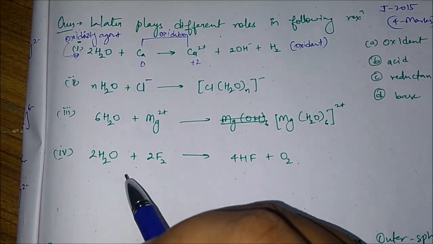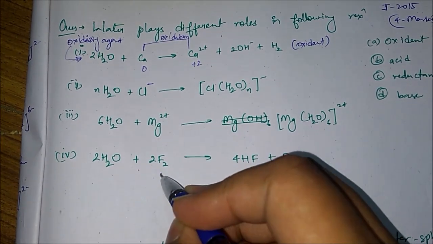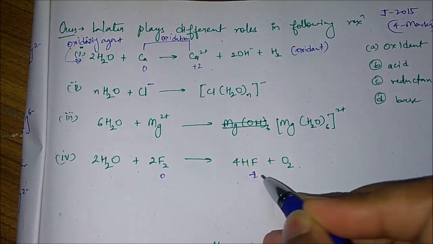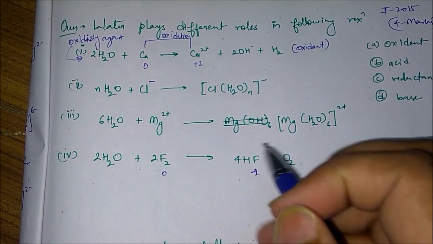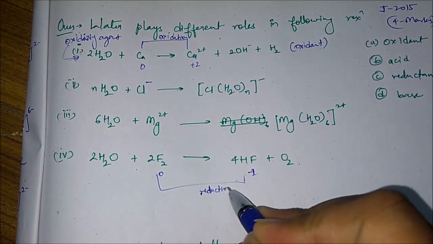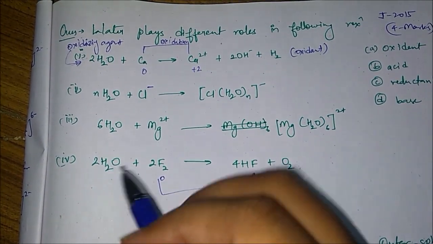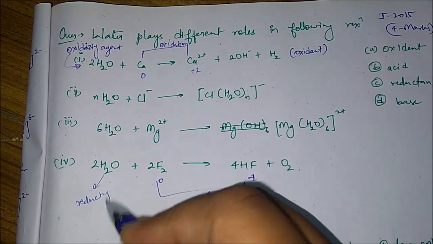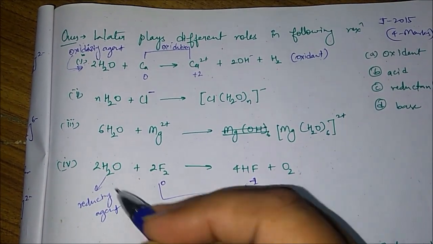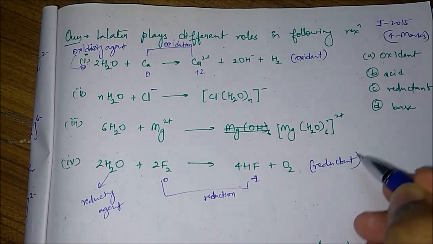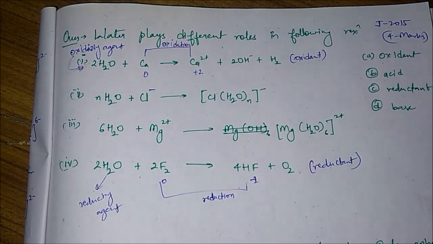In the fourth option you can see that the fluorine oxidation state is 0 over here, whereas here you have -1 oxidation state. That means the oxidation state has reduced, so it has undergone reduction, and that means the other thing, that is the water, is helping in reduction. That means it is a reducing agent, and a reducing agent is called a reductant. All right, so two things we have found, the first one is oxidant and the second one is reductant.